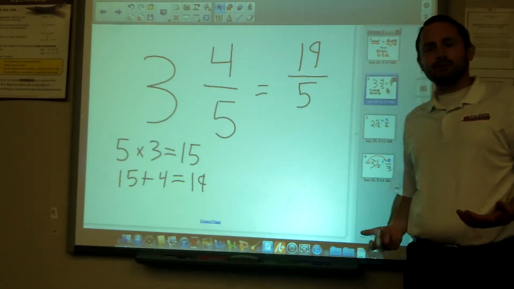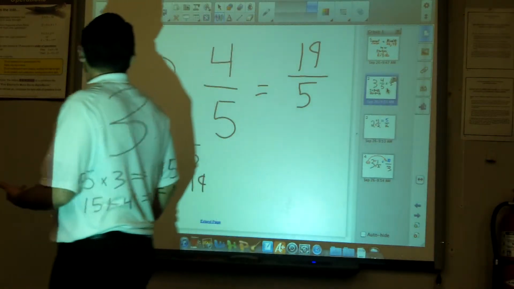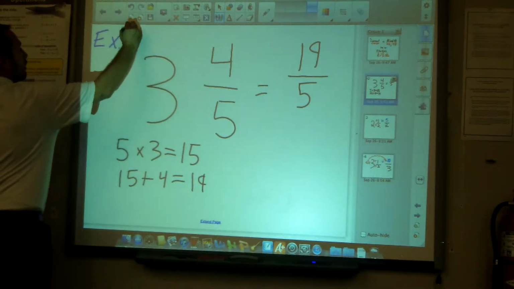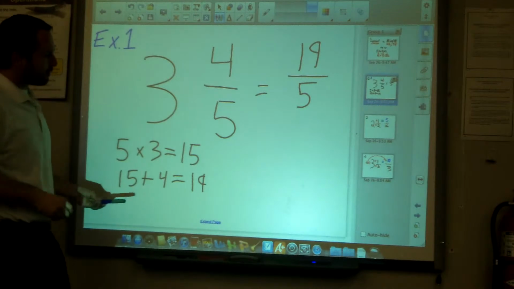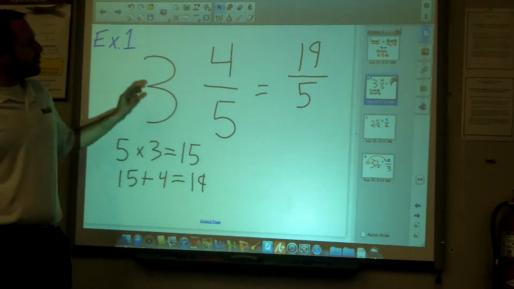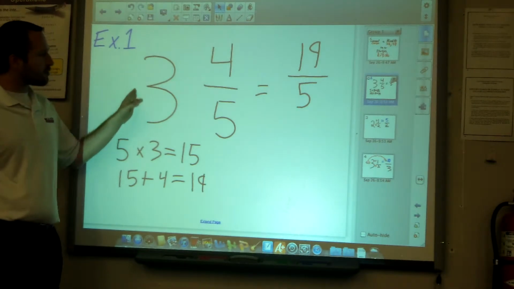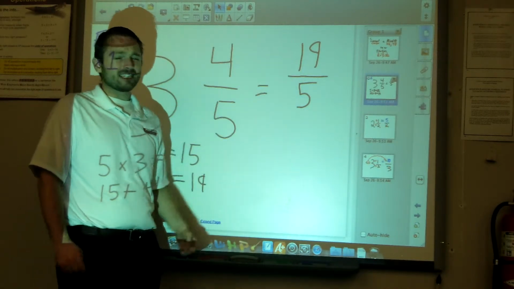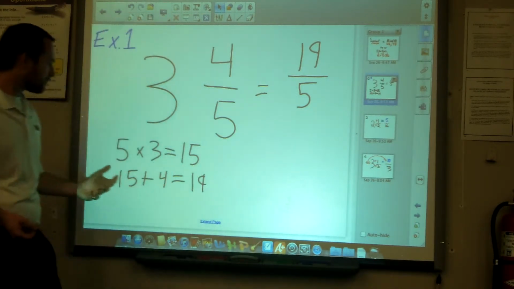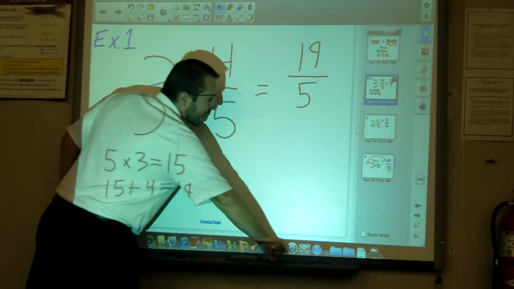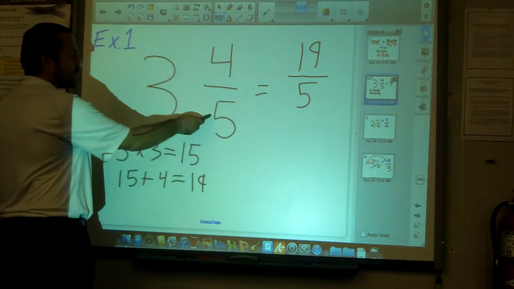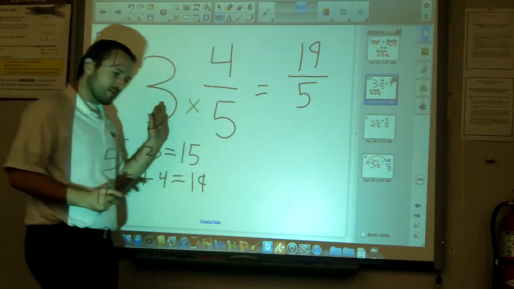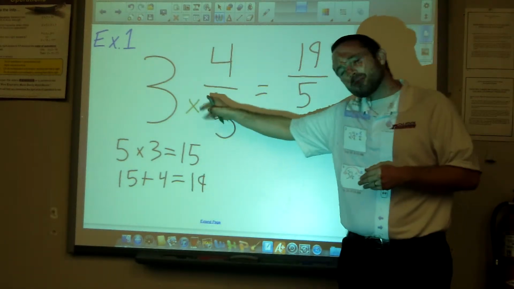So here is our first example. Example 1. Write it on your page. When you have a mixed number of 3 and 4/5, eventually it's going to get to this answer right here, 19/5. But why? What you're going to need to do is multiply the denominator to the whole number. So on your problem, you need to make sure you put a little space so you can write that multiplication sign right there.